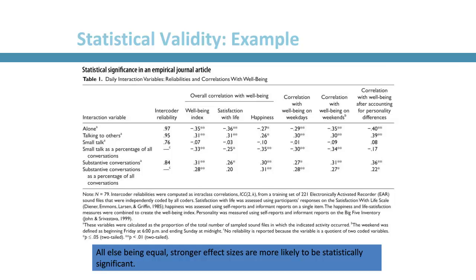If it's greater than 0.05, you have to claim no difference or no relationship, or you failed to find it in this case. So that's what this table is reporting. If you start in the rows, we have an interaction variable alone, talking to others, small talk, and so on and so forth, and then we can see intercoder reliability, the well-being index, correlation with well-being, satisfaction with life, correlation with well-being, and so on.